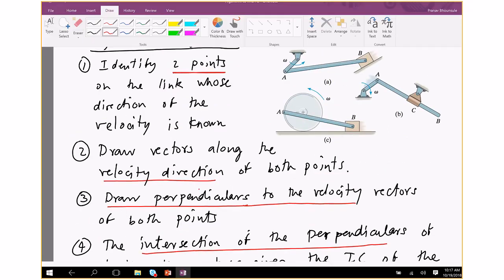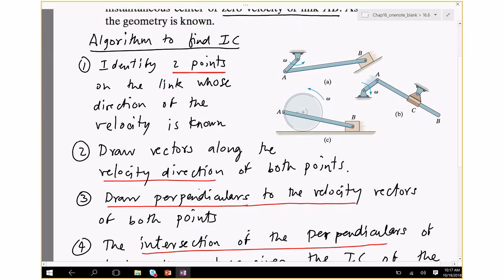I'll do it on the same figure because I'm running out of space. Find the IC for B. Okay, again, find 2 points whose velocity direction is known. Clearly, A is one of those points because we know the velocity of A is at right angles to link OA. So, dotted line.